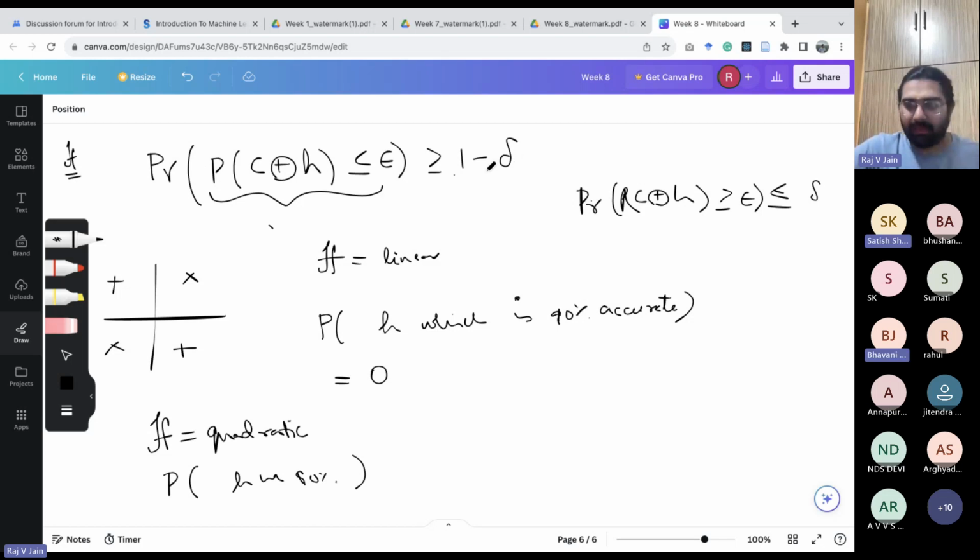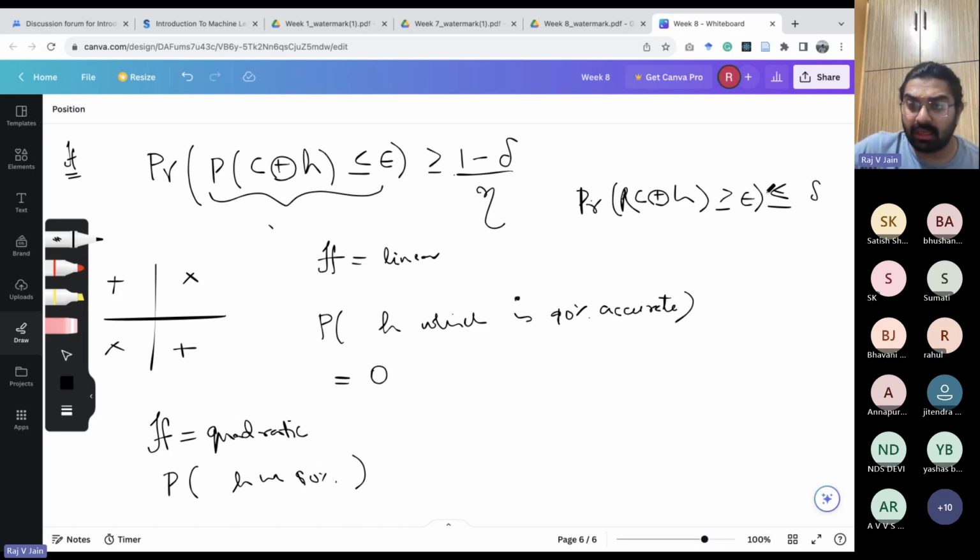Can I share my thought here, sir? You can always say 1 minus delta is eta, and eta is between 0 and 1. Actually, I think this delta is the probability of finding the hypothesis that is erroneous, that contains error.